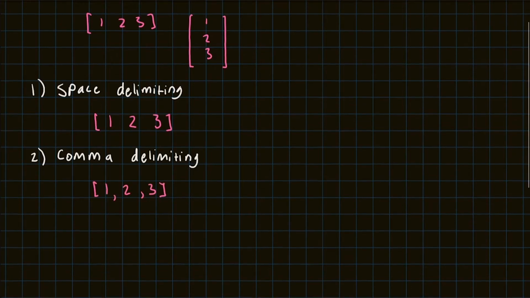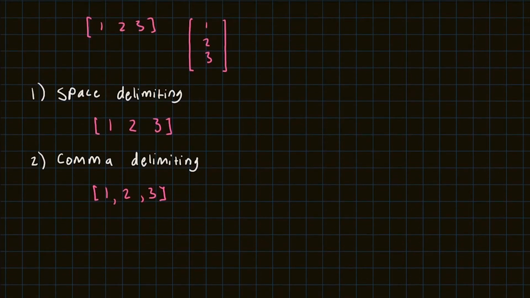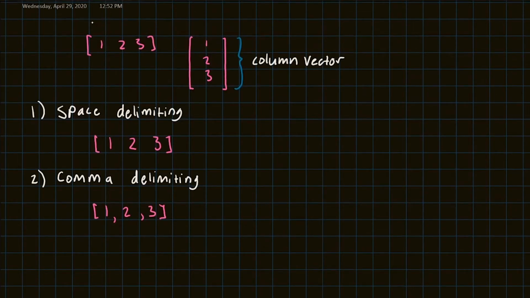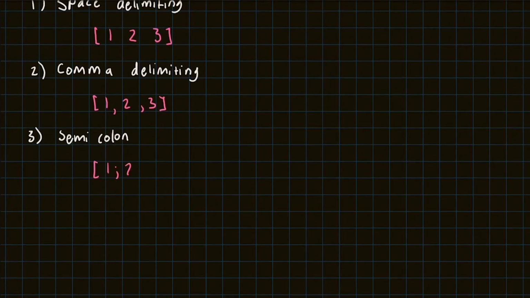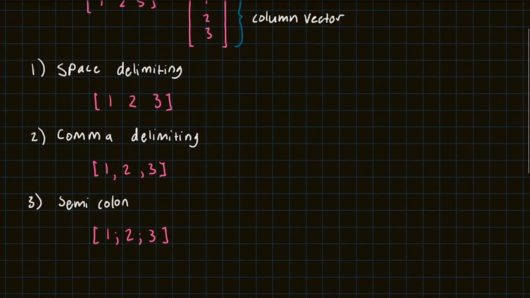Now, there's a third way of doing this. This third way will give us this vector right here. This is a column vector. And this one over here, this is a row vector. So the third method is delimiting by semicolons. That will look something like this. So this, again, will give us a column vector.